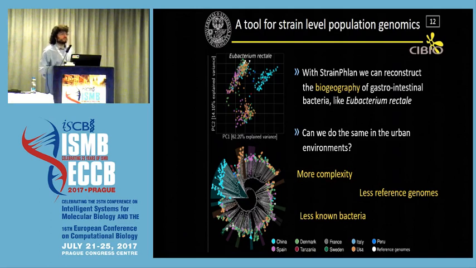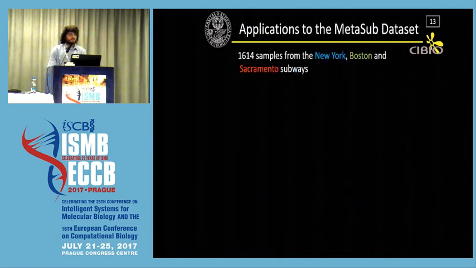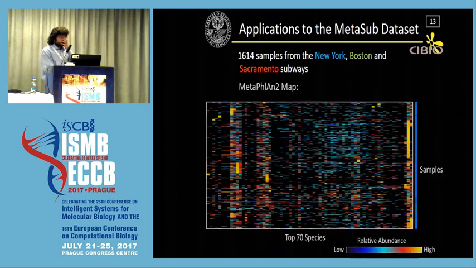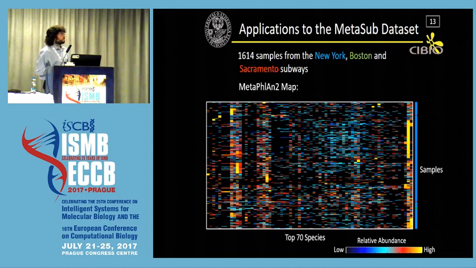And I'm showing you some examples of this applied to the MetaSUB CAMDA dataset. We analyzed all the 1,600 samples from the New York, Boston, and Sacramento subway. And we could see that there is quite a lot of diversity there. This is the MetaPhlAn2 map, the top 70 species, and these are the samples on the rows. And we can see that there are bacteria that are more abundant, more prevalent across the same environment.